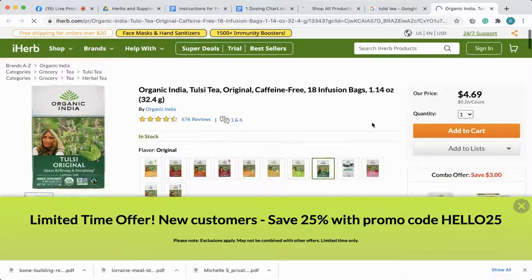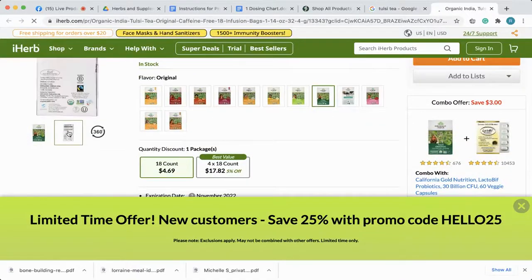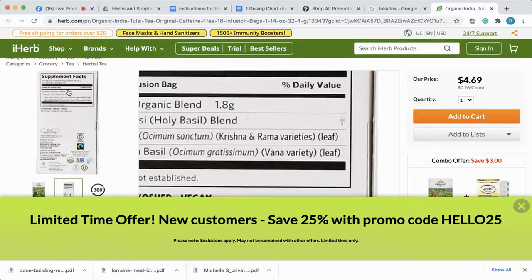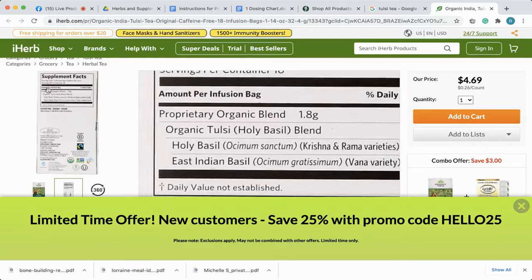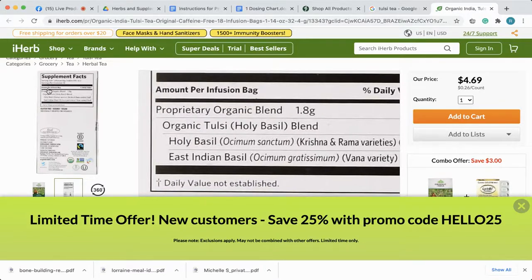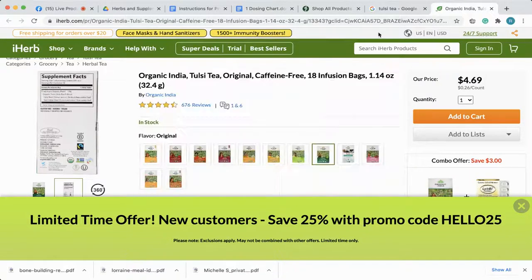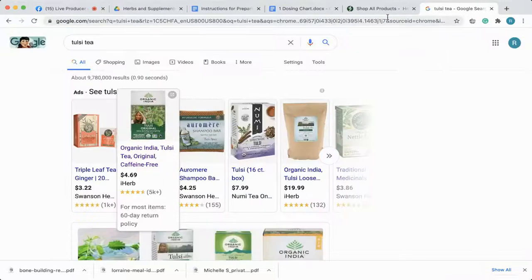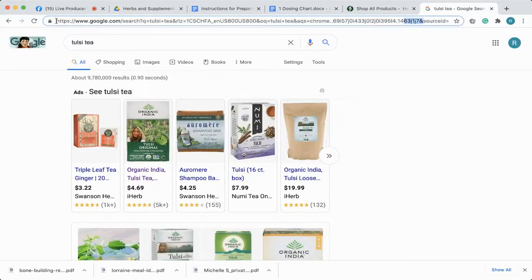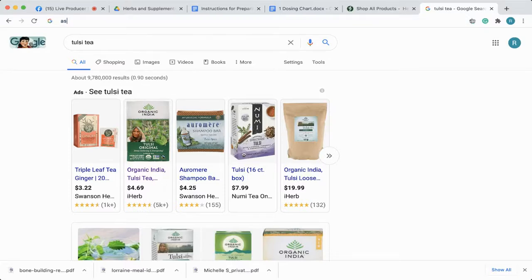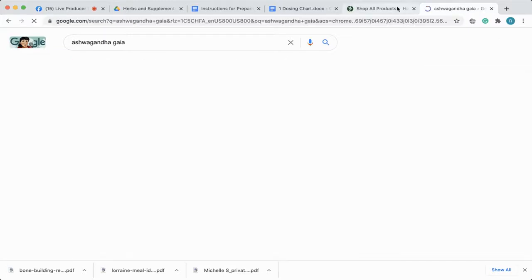Okay, so here we have some Organic India tea. And when we're looking at a tea blend, this is pretty easy because it tells us 1.8 grams in the tea bag. So bulk herbs and teas are usually very easy to translate to gram doses. The ones that can be harder to translate would be capsules and also tinctures. Those tend to be the hardest to convert.